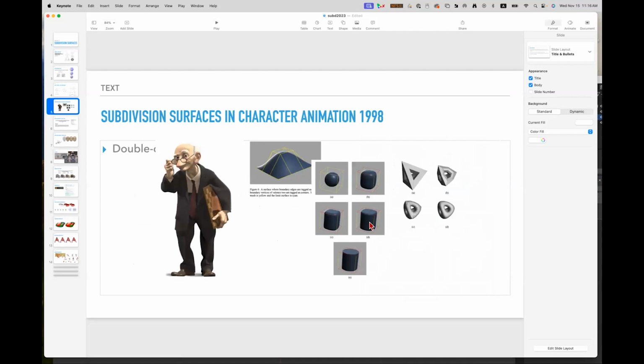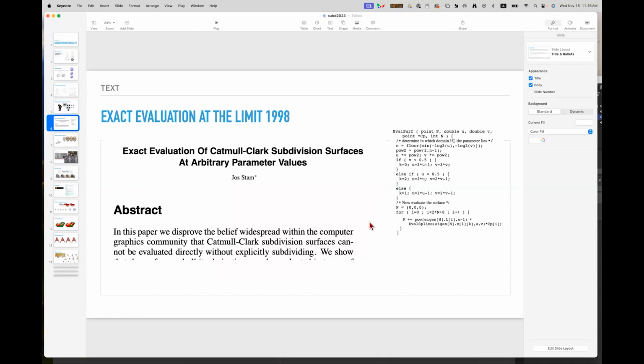So a big milestone in subdivision surfaces was this paper that Pixar published back in 1998, Subdivision Surfaces and Character Animation. It shows a whole bunch of interesting things, like how do you get posed characters into these shapes, and what are the rules involved in just getting a nice surface. So this is really a milestone where subdivision surfaces started gathering attention.